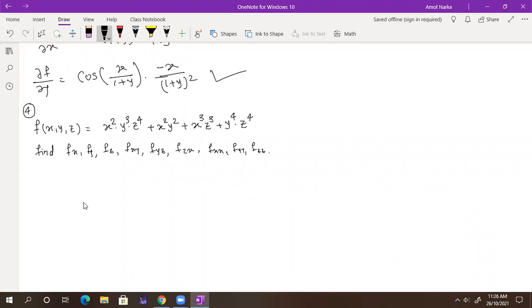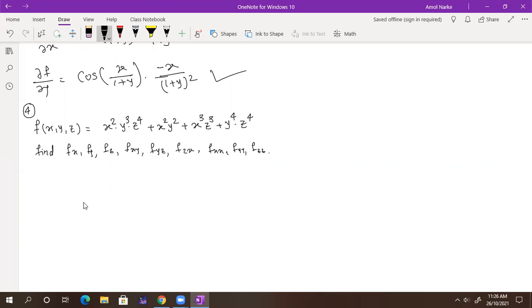Now tell me, here it is interesting. How many independent variables are here? 3. Initially we have the definition for 2. Now we just generalize this definition. The way of thinking is the same and the definition is also the same. I'm not going to give the definition. We will directly solve the problems.